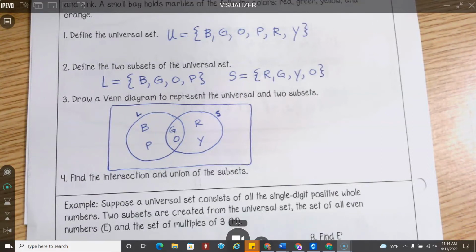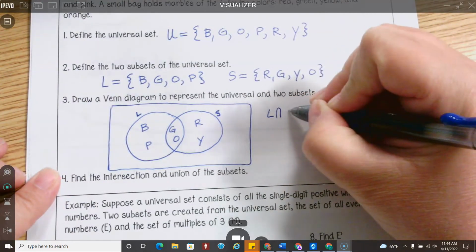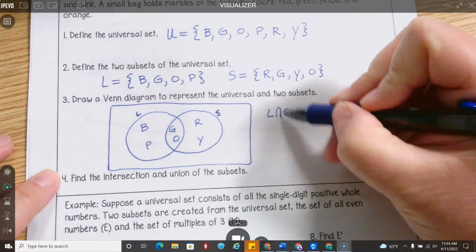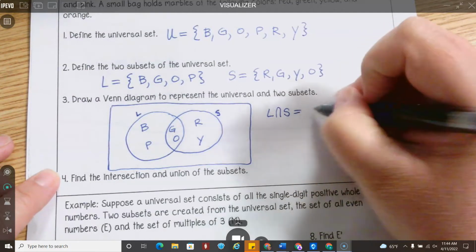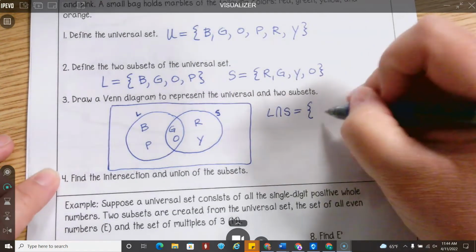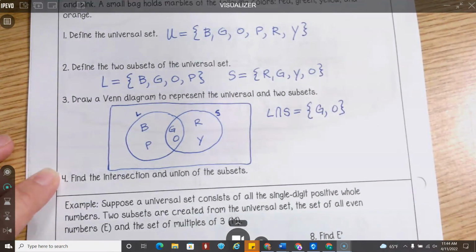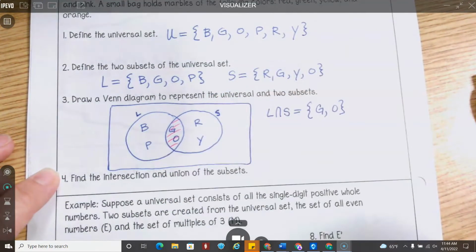So find the intersection and union of the subsets. All right, so the intersection of L and S, and it's really not a U. It looks a lot like an upside down U, but it's not a big deal if you draw it. The intersection is anything that's in both the large sack and the small sack, and that we already said is green and orange. So the intersection of your sets is also at the intersection of your circles.